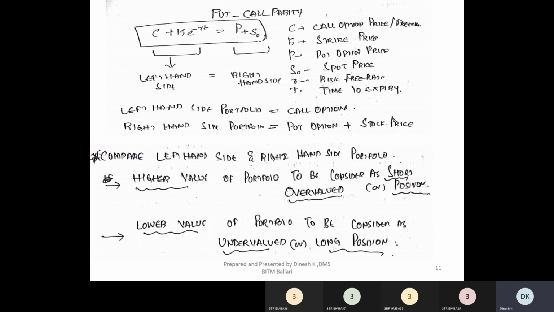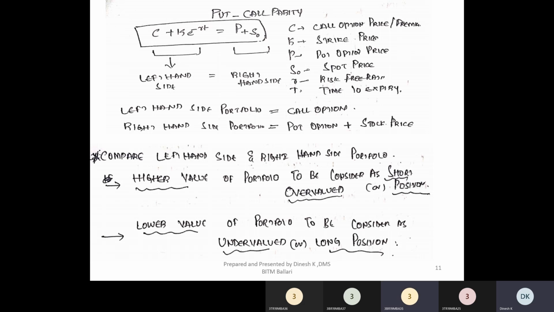That is in the case if the left hand side portfolio is higher value compared to the right hand side portfolio. Now you tell me, if the right hand side portfolio is higher value compared to the left hand side portfolio, then what should be the action plan here? What would be the action plan? Let's say right hand side portfolio is overvalued. If the left hand side portfolio is overvalued, then what position do you need to take?